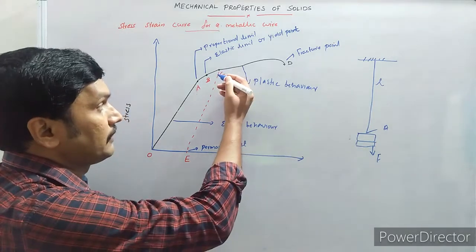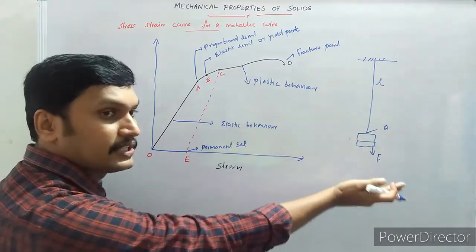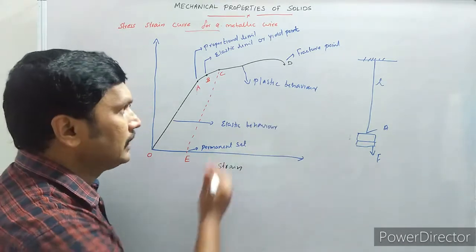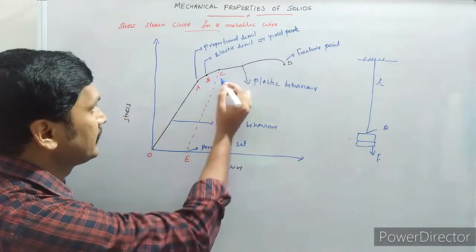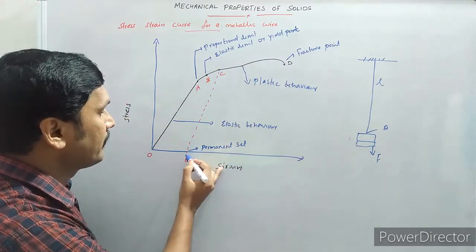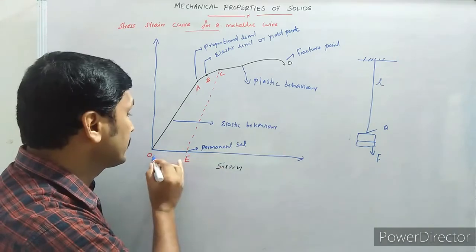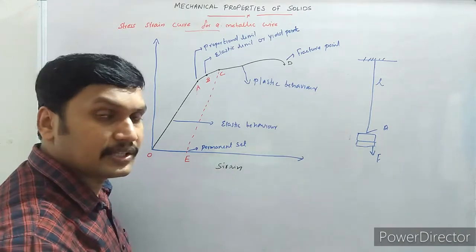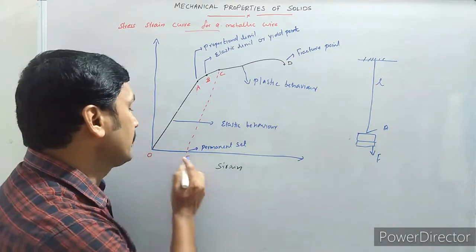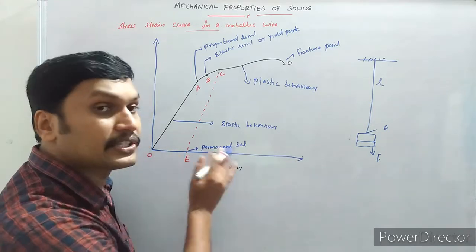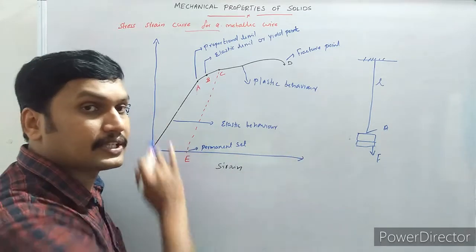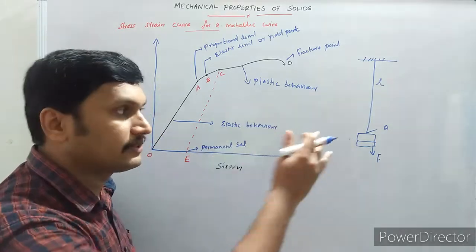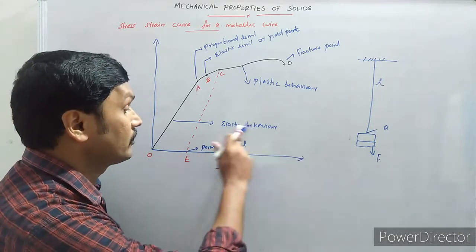Suppose from the point C, if you remove all the weight suspended from the string, the length of the string does not come to the original length. Even after the removal of the stress, you can see in the diagram that the stress comes to zero, but the strain does not come to zero. There is a little bit of strain which remains in this string. That is, the length of the string is permanently changed. So this value OE is the residual strain in the string even after the stress comes to zero. We call this value the permanent set, because it is a permanent change in the length of the string.